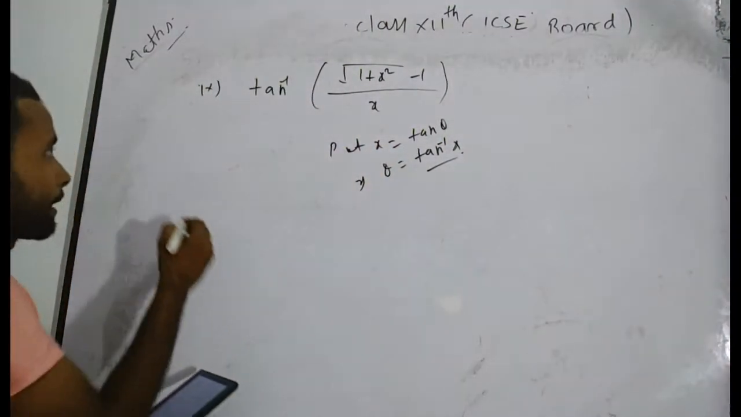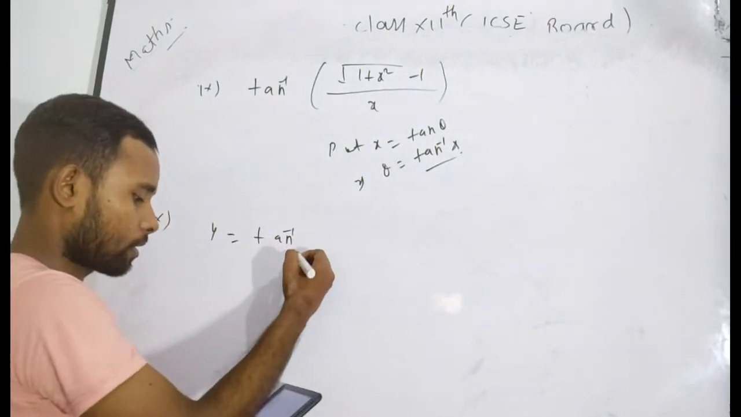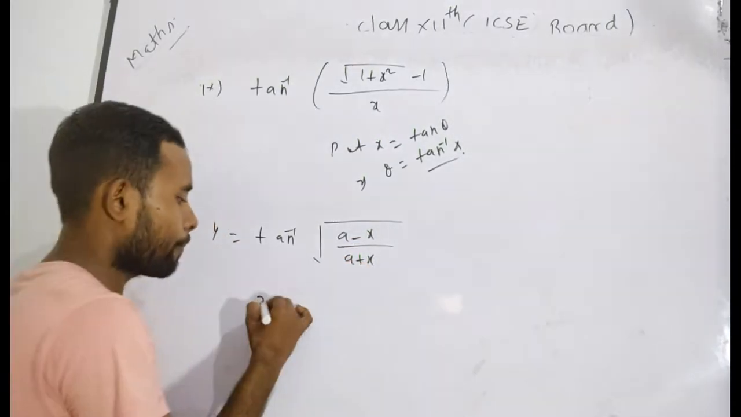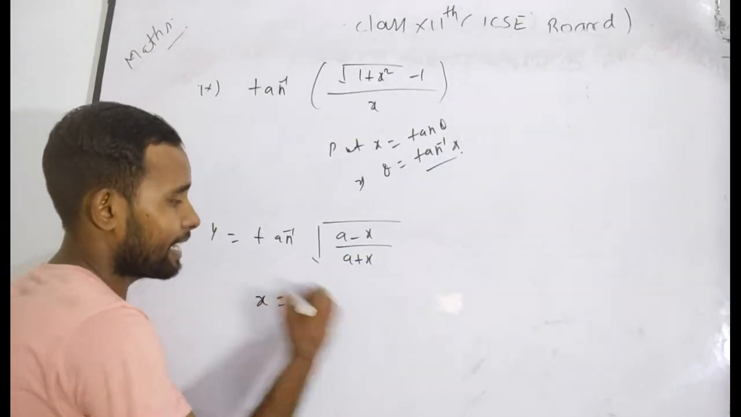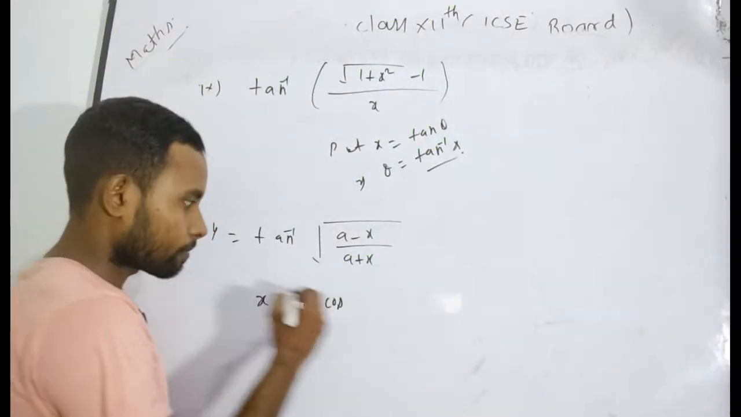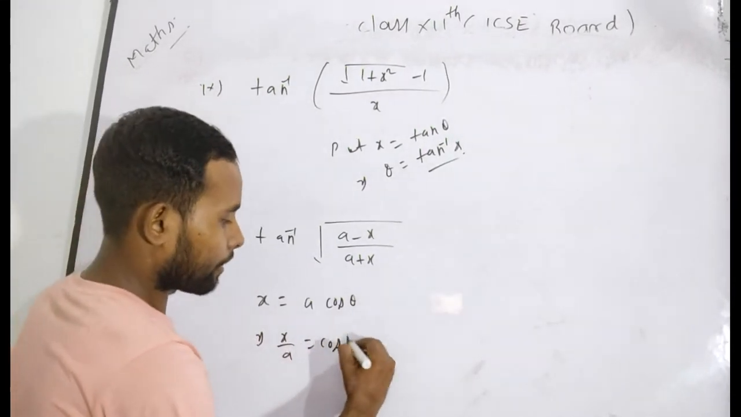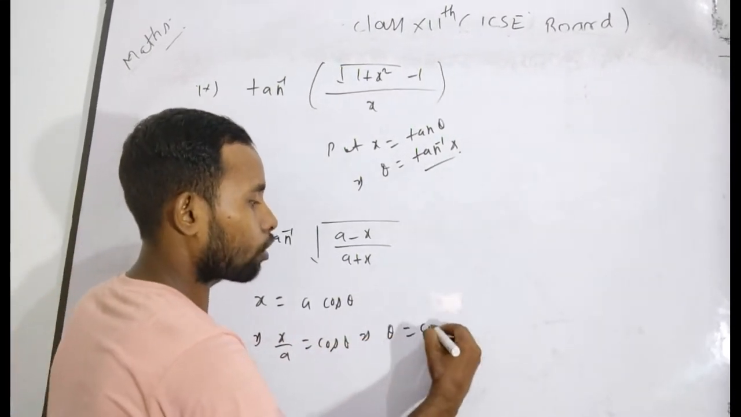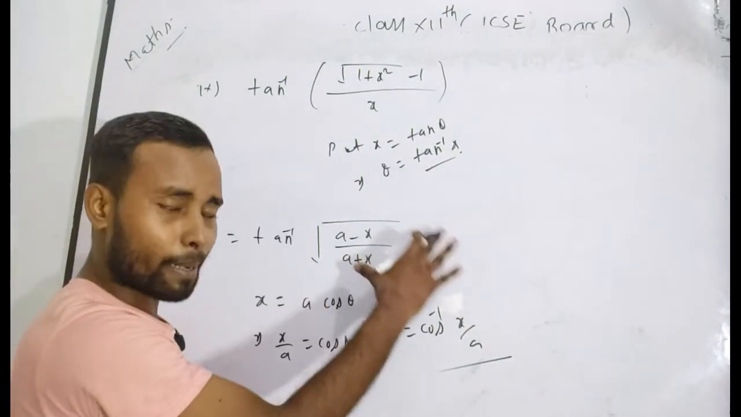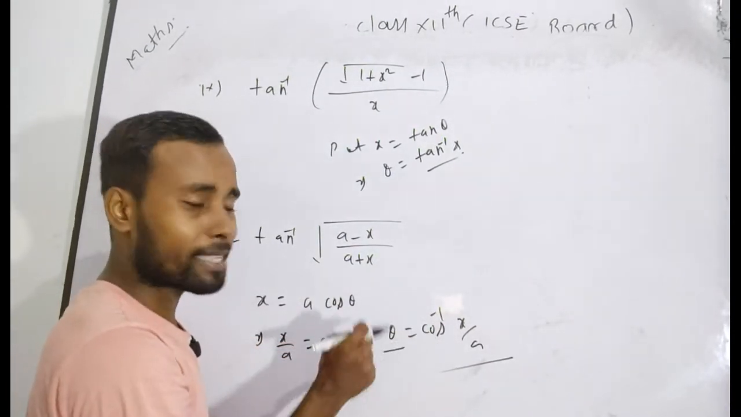Again see question 10. In 10, y is equal to, given that, tan inverse of the square root of a minus x divided by a plus x. Simply put x is equal to a cos theta. That implies that x by a is equal to cos theta, that implies that theta is equal to cos inverse x by a. It will be very helpful for you, because after simplification you will get the last term in terms of theta, and you have to replace theta by cos inverse x by a.